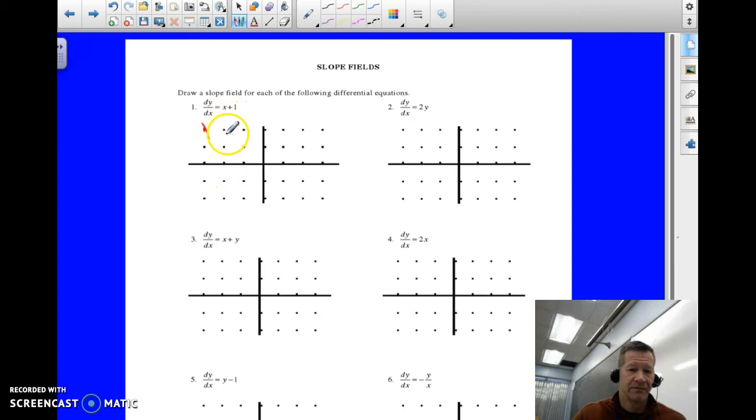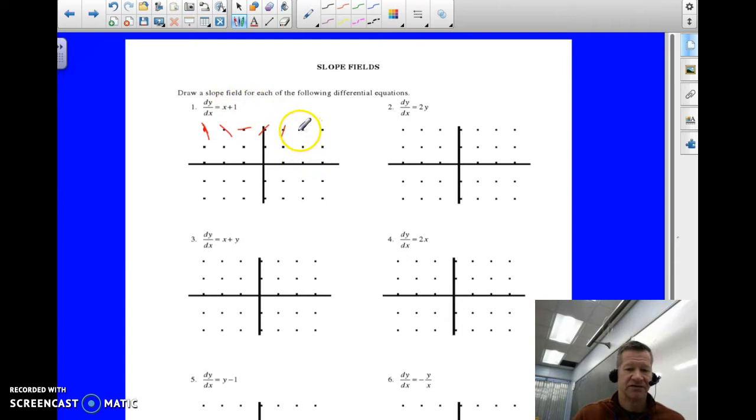Now, moving along, this point is negative 2, 2. So if I put negative 2 in there, now I have a slope of negative 1, so that's less steep than the first one. Then negative 1, 2. Negative 1 plus 1 is 0. That would be horizontal. 0, 2. 0 plus 1 is 1. So now a slope of positive 1. 1, 2. We put x equals 1 in there. We get a slope of 2, and so on.